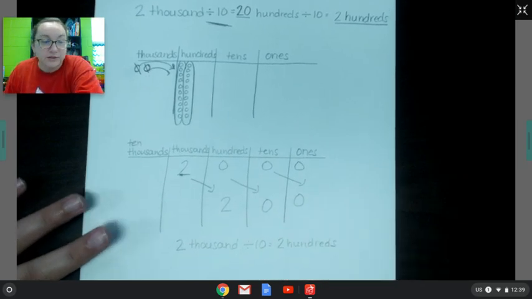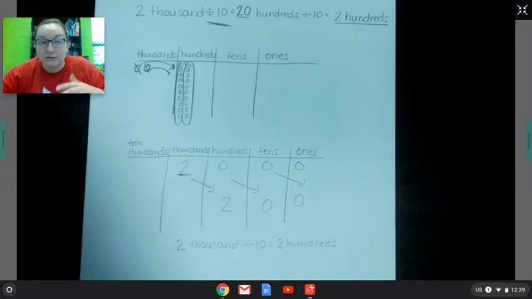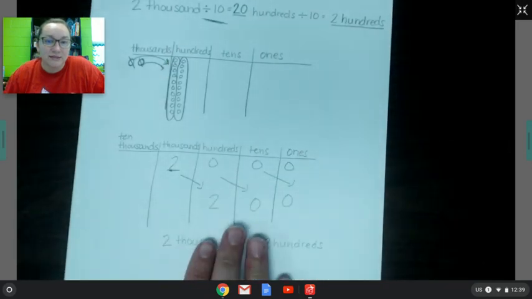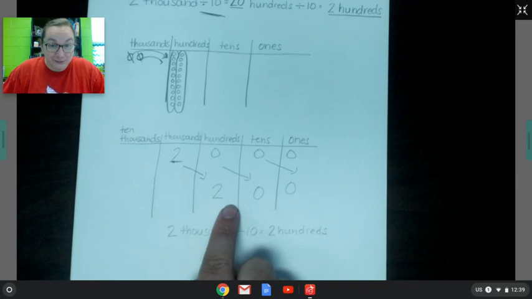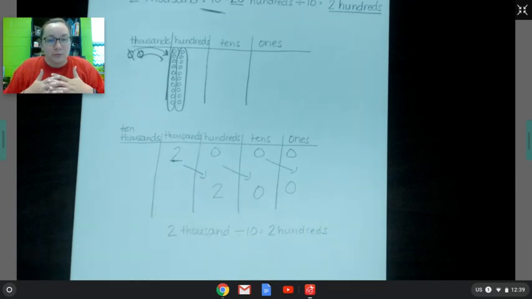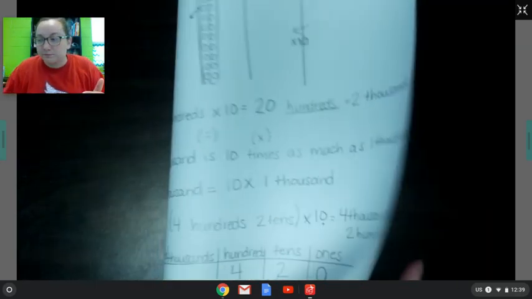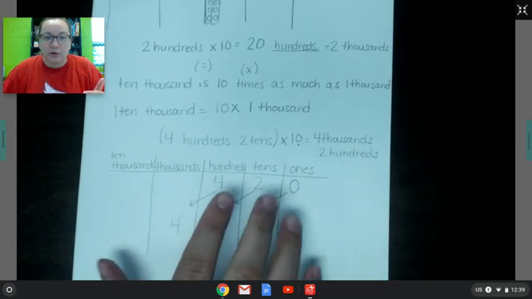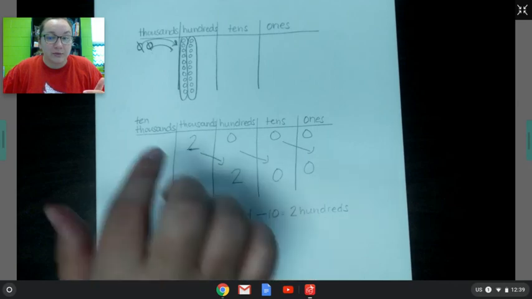Okay, so that's what you're going to see on Zearn. You're going to see them doing this strategy with dividing by 10, and you're also going to see them do this way. Now, I love this way where you show the numbers, but just know that when we multiply by 10, we're moving forward. When we divide by 10, we're moving backwards.